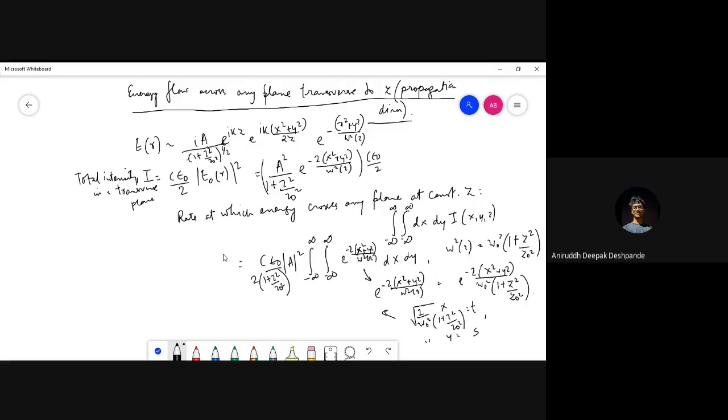And you have two integrations, dx and dy, which can be done independently. These are completely independent of each other, so if you multiply those two integrations, you'll get pi by alpha instead of root pi by alpha. So this part gets cancelled off: pi omega naught square times 1 plus z square by z naught square by 2. And this part will cancel off this outside. So basically, outside you will get nothing but this, pi omega naught squared by 4.